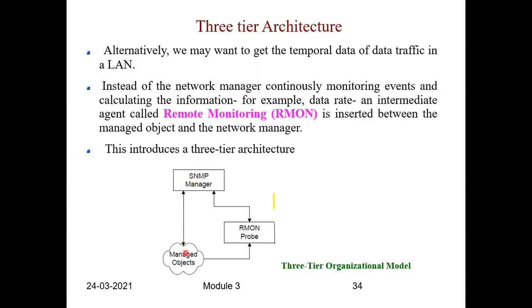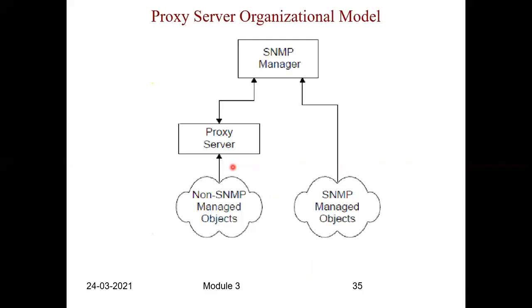So SNMP is directly connected with the agent. Also, it is directly connected with the RMON probe. So this is my 3-tier organization model. Now, the next model is called the proxy server organization model.